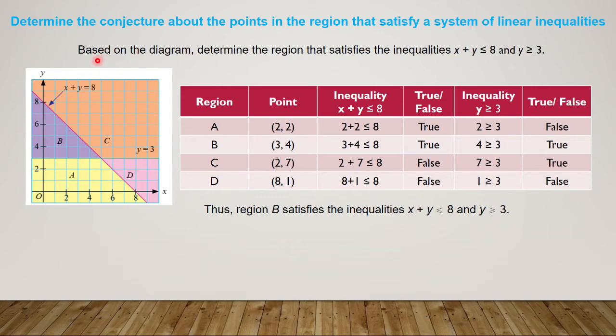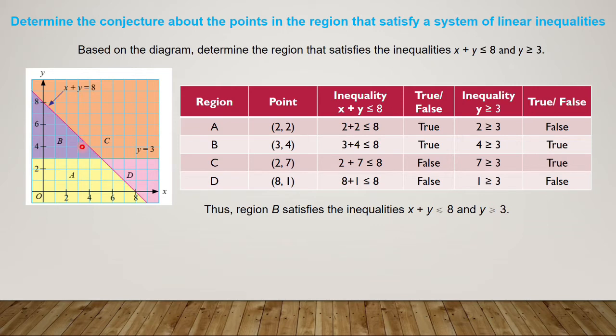Okay, so you look at the question here. Based on the diagram, determine the region that satisfies the inequality x plus y less than or equal to 8 and y is greater than or equal to 3. So for this inequality here, x plus y is less than or equal to 8, it is drawn in this line. Okay, x plus y equal to 8.